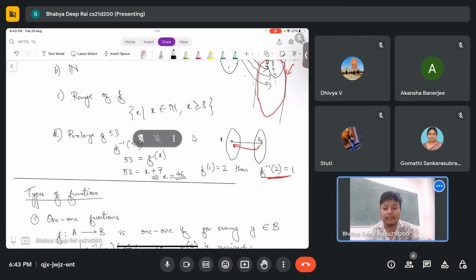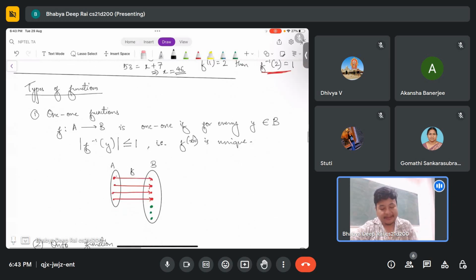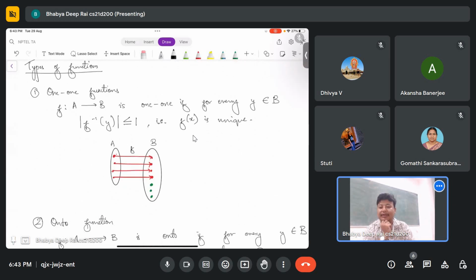Right. I hope everything is clear so far. So let's move on quickly. Types of functions. We've seen it in the lectures.